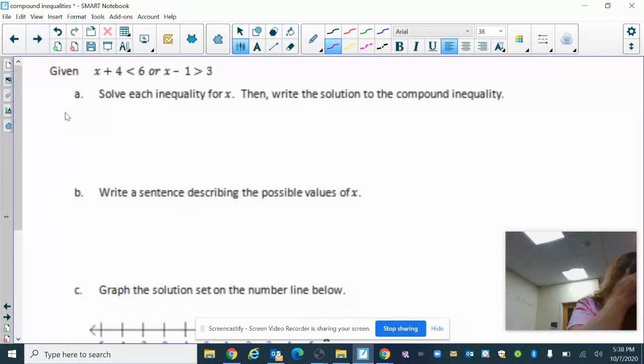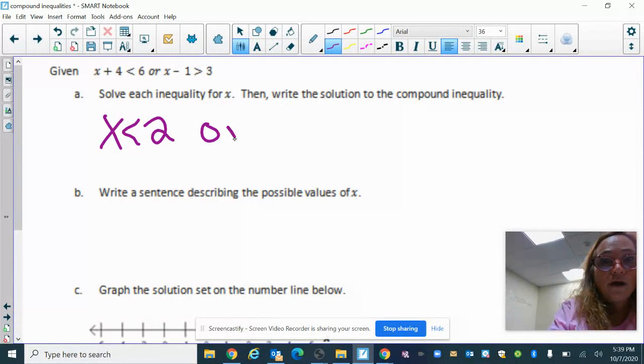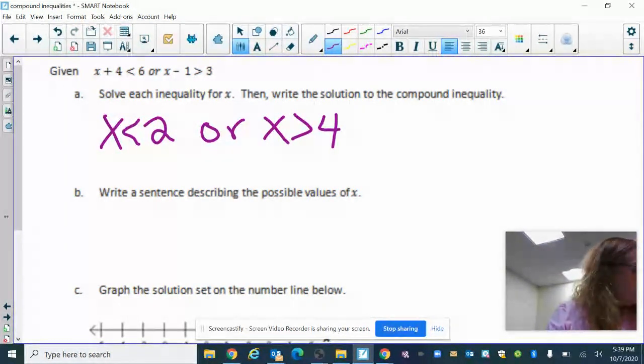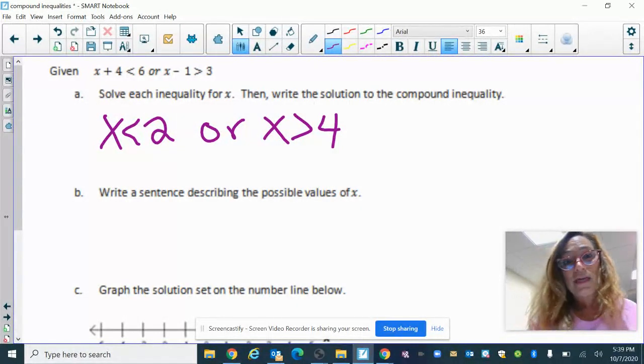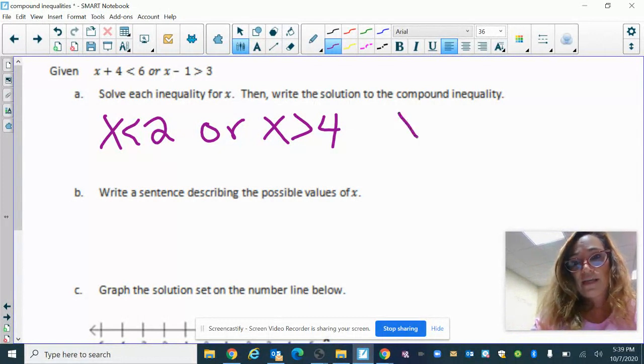Okay, so x plus 4 is less than 6, or x minus 1 is greater than 3. So solve. Okay, so if I subtract 4 from both sides, I get x is less than 2. Or if I add 1 to both sides, I get x is greater than 4. Write those as a compound inequality. Okay, so basically to write that as a compound inequality, the only thing you can do is change the or to that v. So it's like x is less than 2, v for or, x is greater than 4.